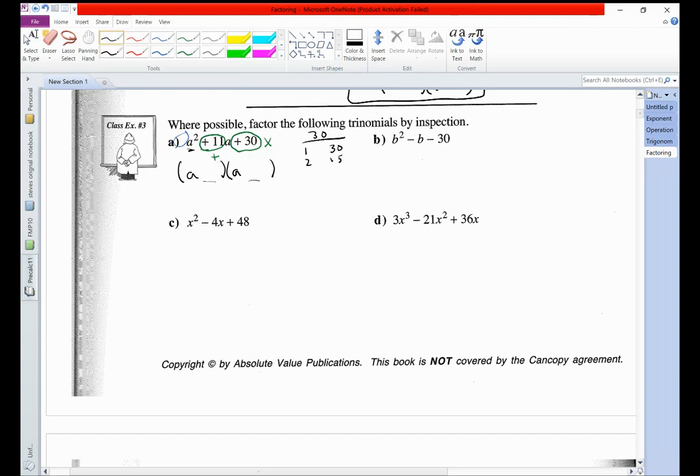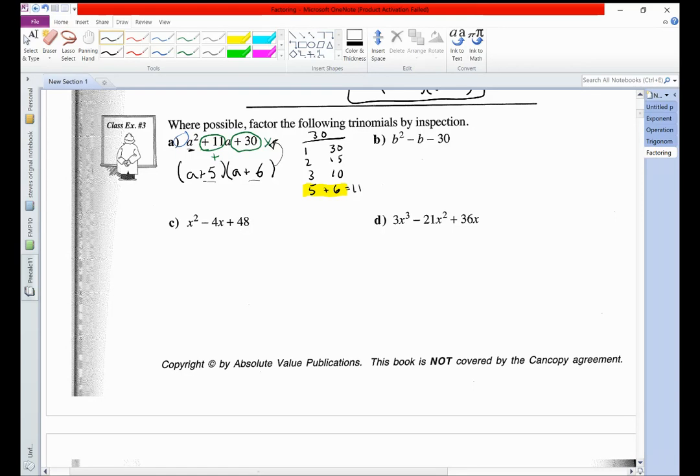2 times 15 gives me 30. 3 times 10. I don't know if 4 works. And 5 times 6. Now, of these 4 sets of factors, which one adds to positive 11? And you can see right here, positive 5, positive 6. When they multiply, they make 30, and when they add, they make 11. So that means our answer is going to be a plus 5, a plus 6. And if you're not sure, FOIL it out, and it should come back to the original trinomial.